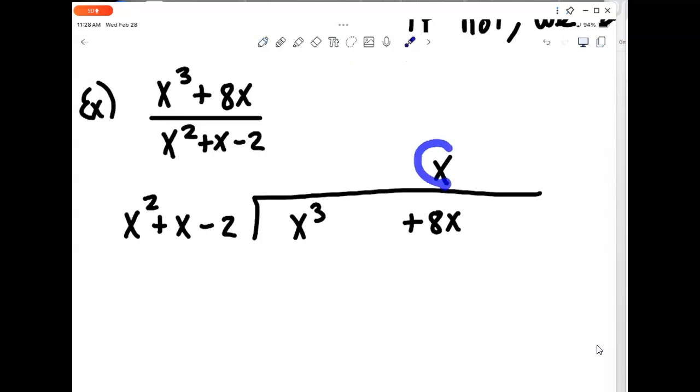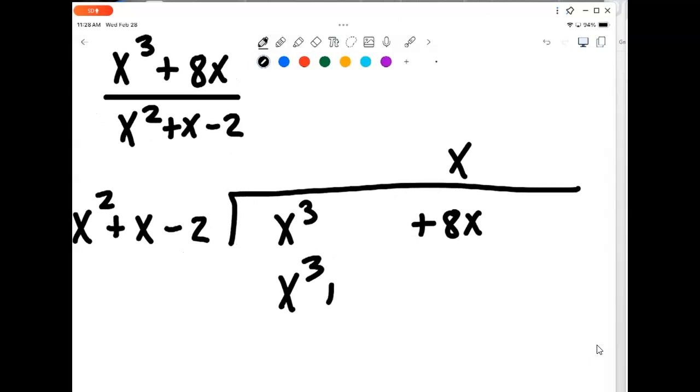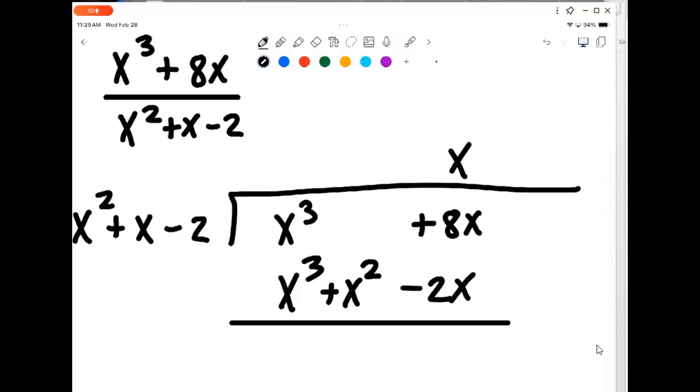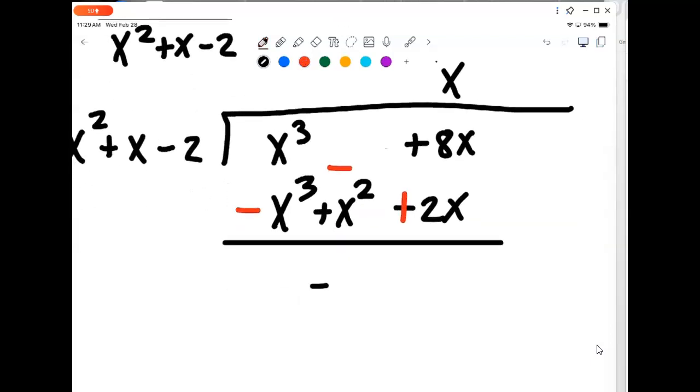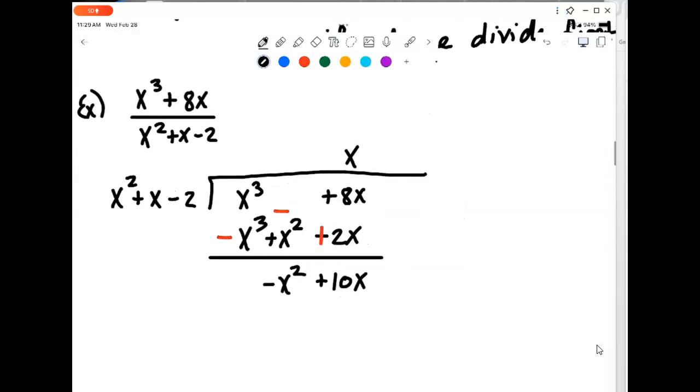So I multiply now. X times x squared will be x cubed. X times x will be x squared. X times 2 will be minus 2x. So we've divided, we've multiplied, and now we subtract because we want those things to cancel out. So what that means is I go through here and change the signs of all these things. Okay, and we combine them. So minus x squared, 8 and 2 would be 10x. And then if we had anything, we would bring it down.